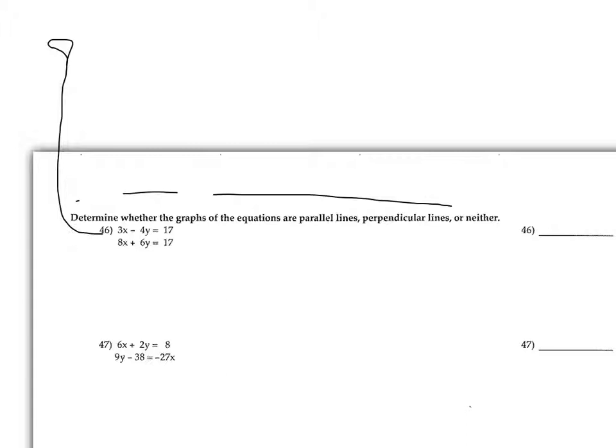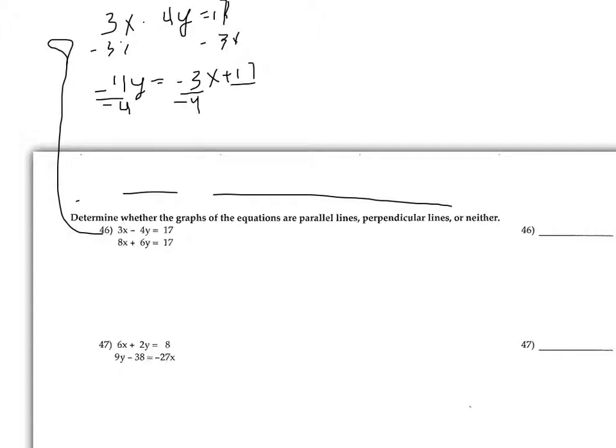So if we have our 3x minus 4y equals 17, we're going to try to solve this for y. So first we subtract 3x. That gives us negative 4y equals negative 3x plus 17. Divide everything by negative 4. And we get y equals, here we have a negative divided by negative, so 3/4 x minus 17/4. So the slope here is 3/4. So anything parallel to this will have slope 3/4. Perpendicular to this, it would have slope negative 4/3.